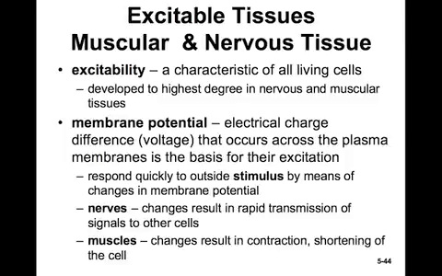Excitable cells respond quickly to the outside stimulus by means of changes in this membrane potential. In nerves, these changes result in rapid transmission of signals to other cells, and in muscles, the changes result in contraction or shortening of the cell.